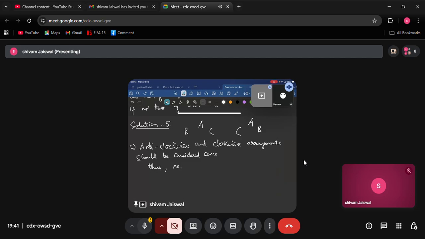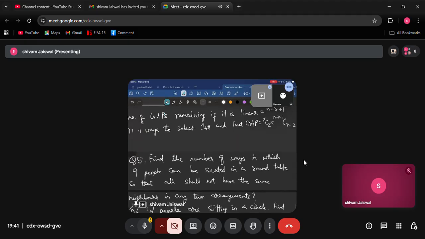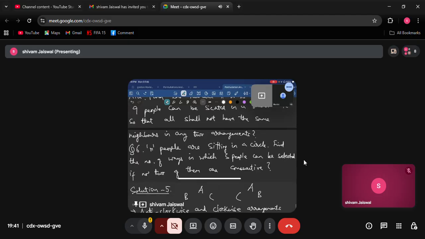Thus, the number of ways to arrange will be 8 factorial by 2. Is it clear? Yes. Okay, quickly solve 6.